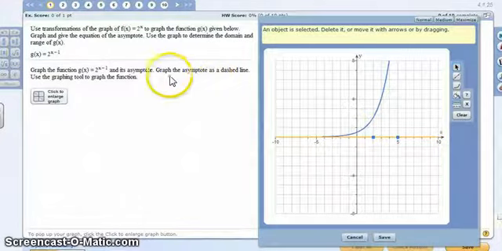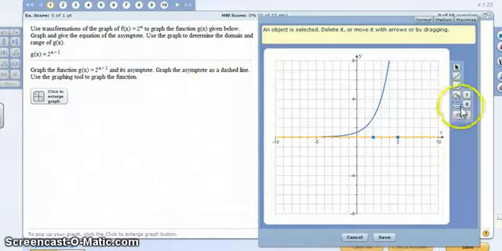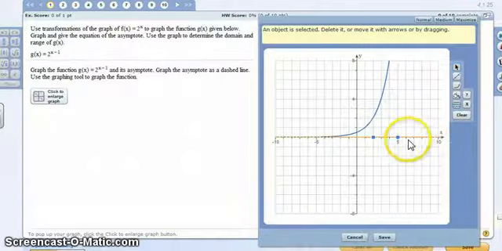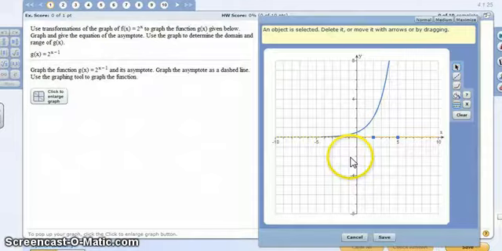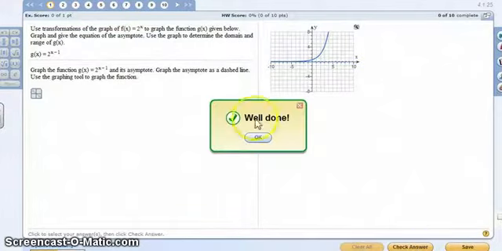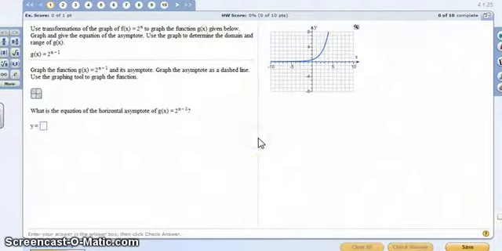But notice it says graph the asymptote as a dashed line, so I'm going to change my line from solid to dashed. And do you see how it kind of made a broken line right there? And then when I save it, does that look like I've graphed the function and its asymptote as a dashed line? It does look like it to me, so I'm going to go back here and check my answer. Yay, well done. That's always good news.